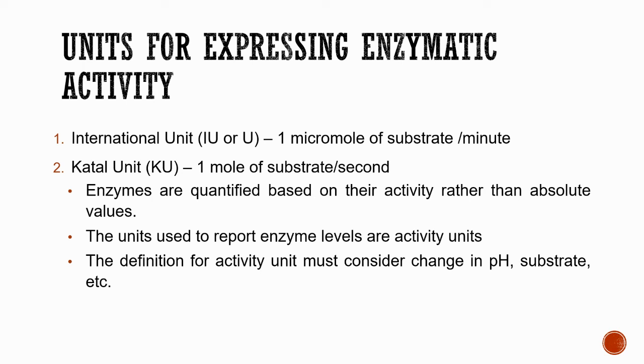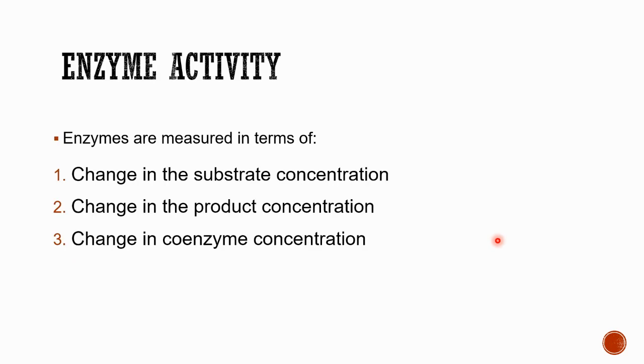So enzymes are quantified based on their activity, rather than absolute values. So the units used to report enzyme levels are activity units, and it must consider the change in pH, substrate, and other factors. So enzymes are measured in terms of their change in substrate concentration, change in the product concentration, and change in coenzyme concentration.